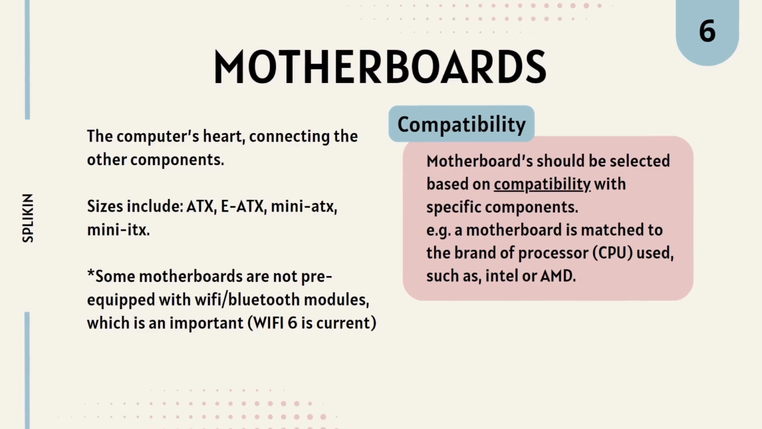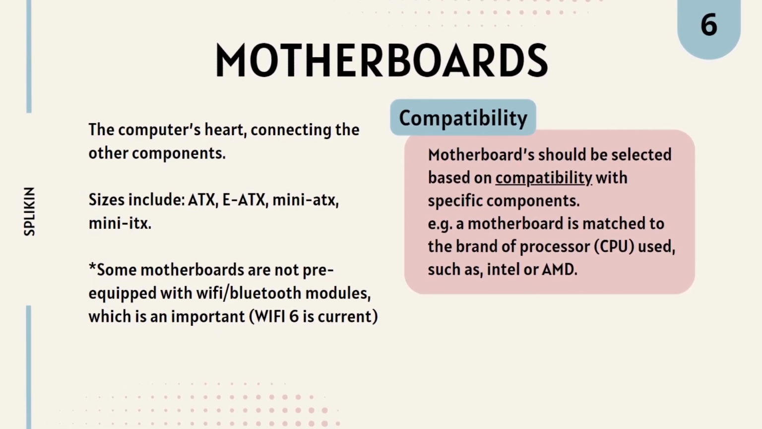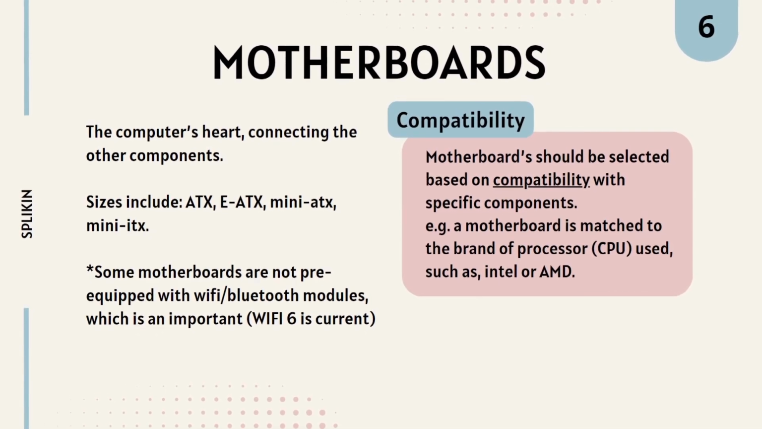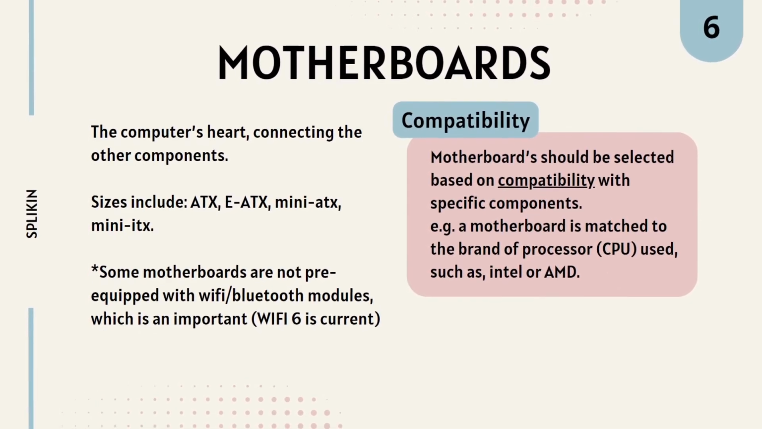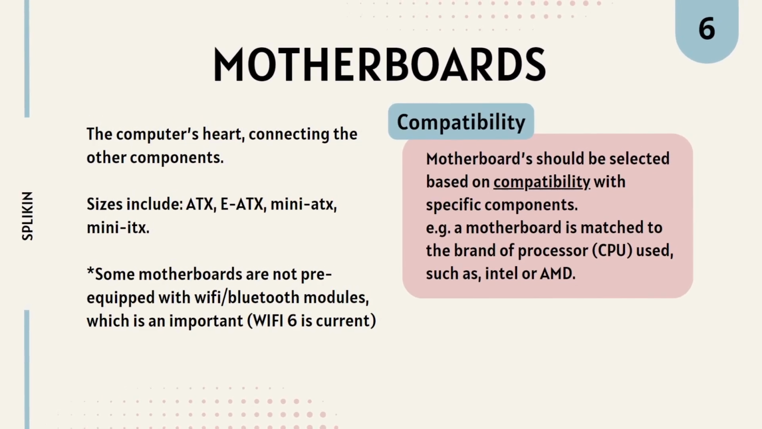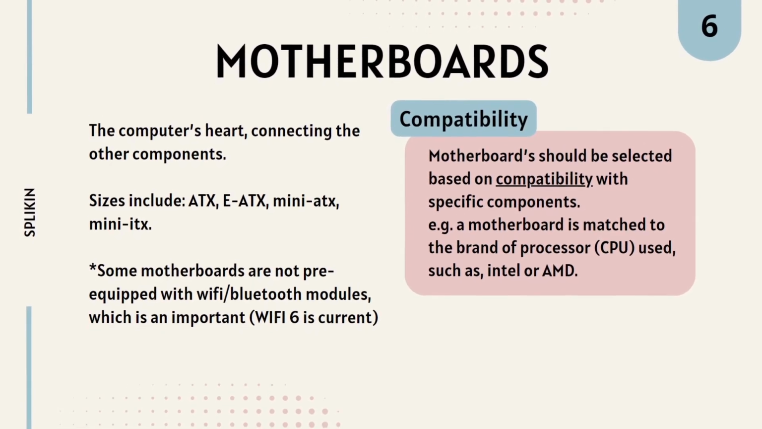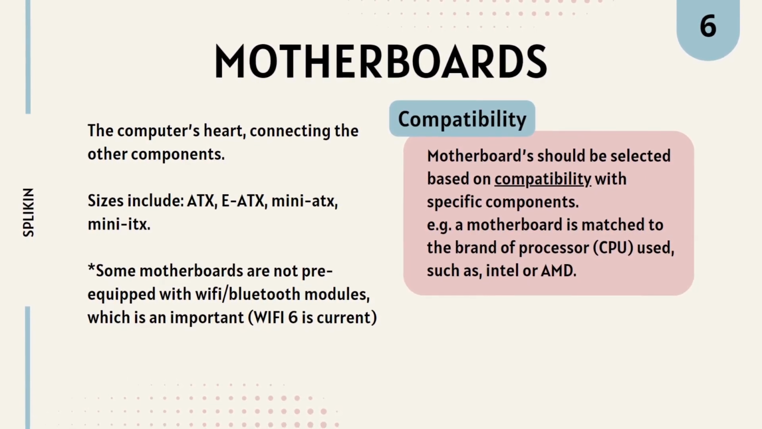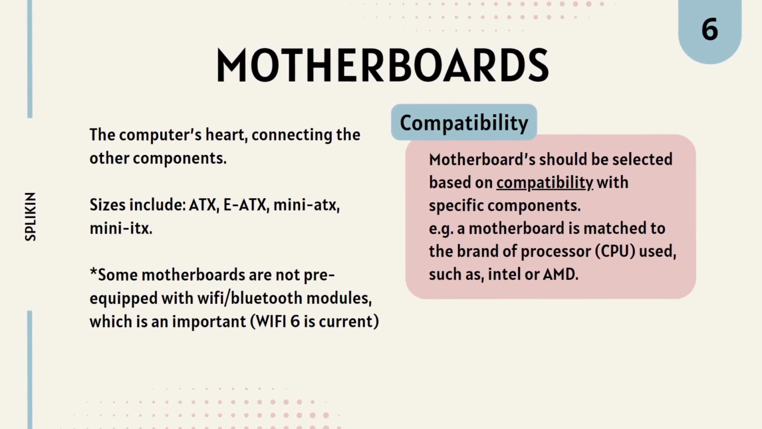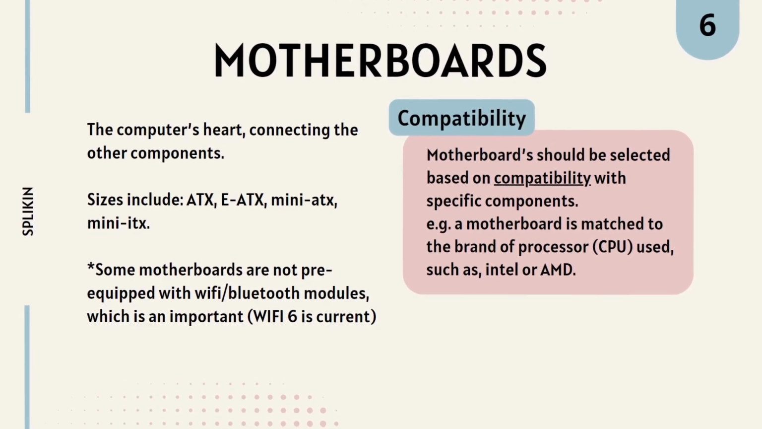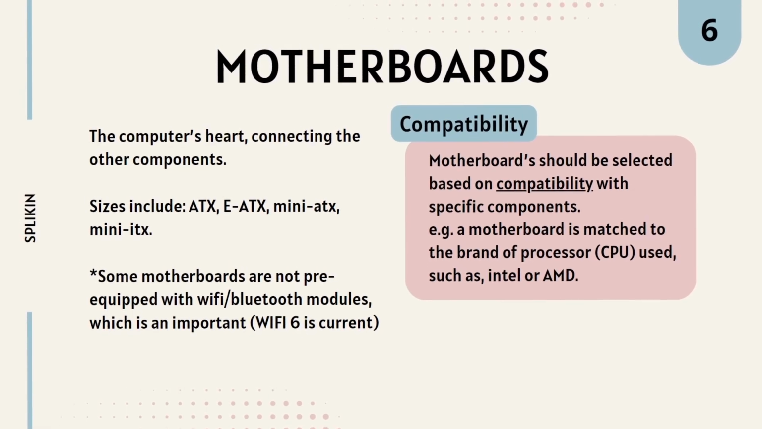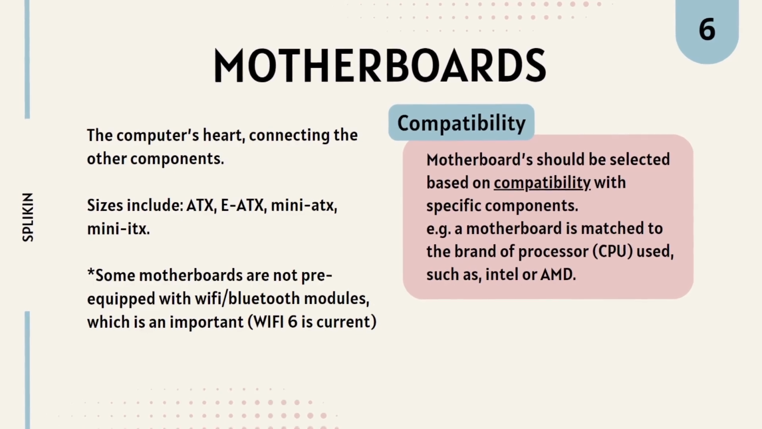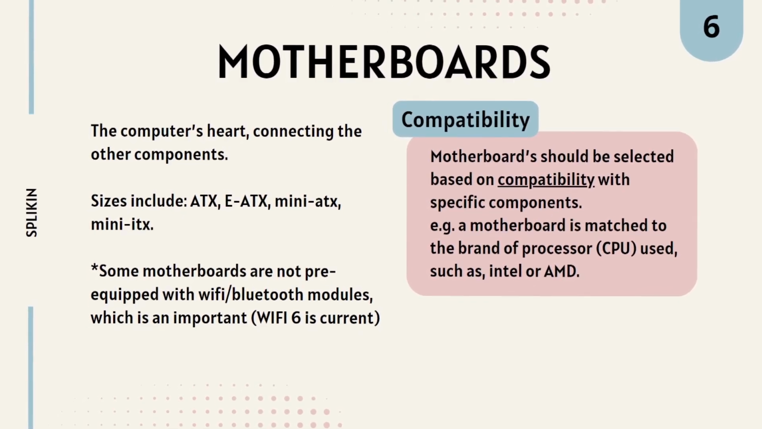Onto motherboards. Motherboards are the computer hearts, connecting all the other components together. Sizes include ATX, eATX, mini ATX, and so on. Some motherboards are not pre-equipped with Wi-Fi or Bluetooth modules, which is an important consideration in selecting your motherboard. Another important consideration is compatibility. Your motherboard needs to be compatible with your other components. For example, a motherboard is matched to the brand of processor used, such as Intel or AMD. You cannot use an AMD processor on a motherboard that is fit for an Intel series processor. And this is the same with your other components as well.